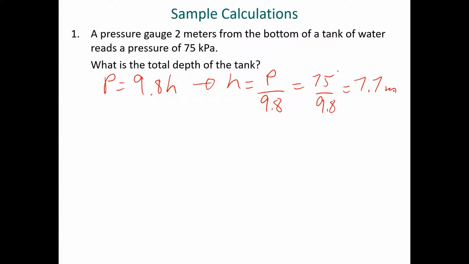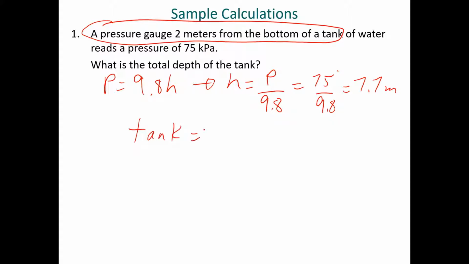This just tells me what the pressure is at the gauge. Read the question. It says that the pressure gauge is 2 meters from the bottom of the tank. Okay, so for the tank, 7.7 meters plus another 2 meters. So 9.7 meters would be the correct answer for that question there. Okay, so like I said, these are sometimes word problems, and the math should be straightforward. It's just a matter of thinking about what you're looking at.